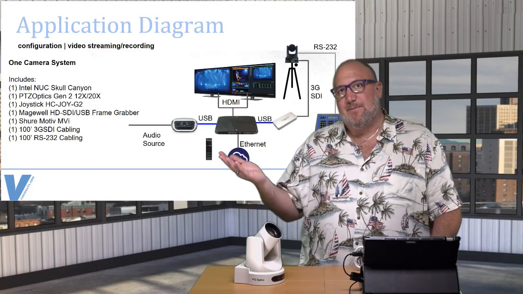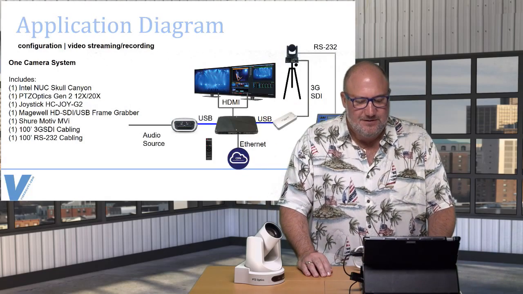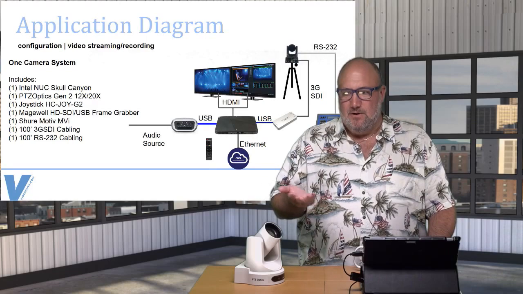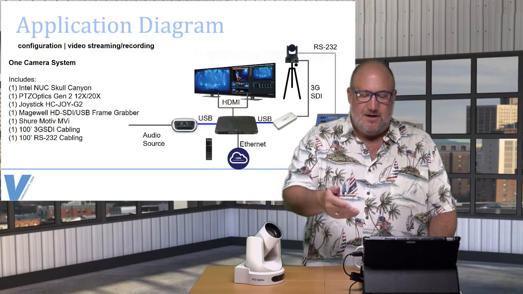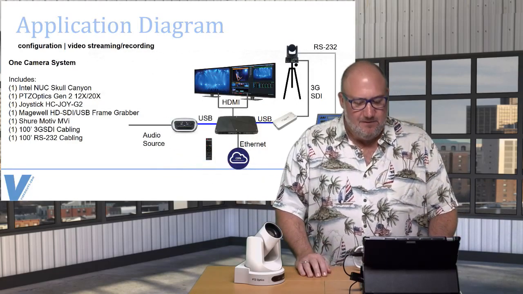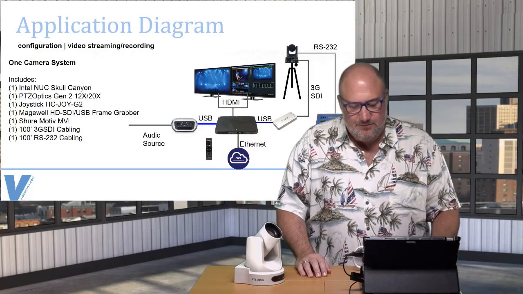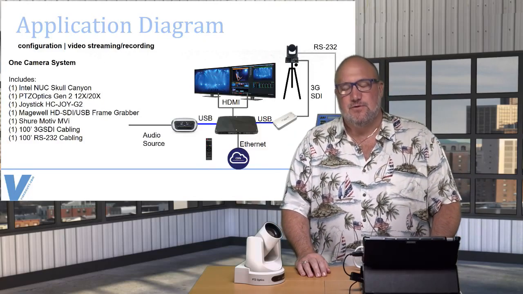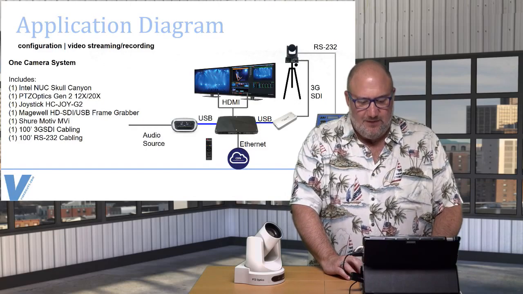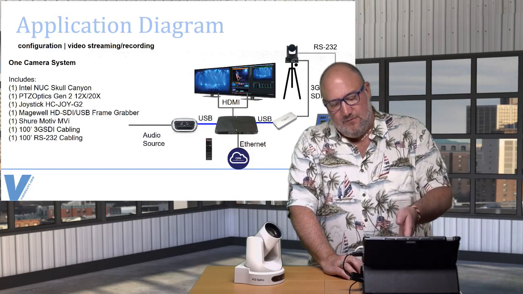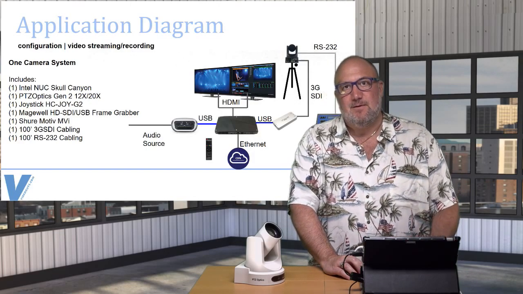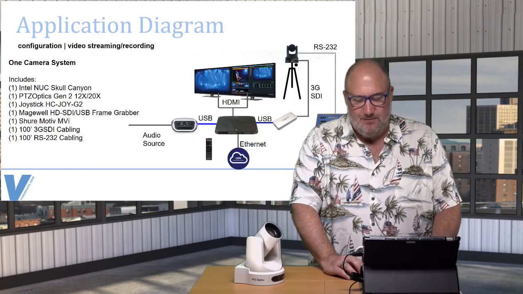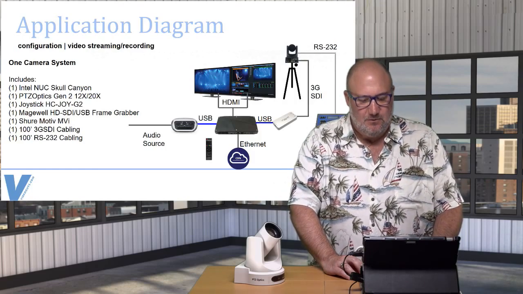All right, we've got some application diagrams for you so you can see this is a setup running vMix with one PTZ Optics camera. You see it's coming into the USB via the Magewell. We've got our audio coming in USB, and we've got the RS-232 controller with the joystick controller going in there. And then you feed through your network into the NUC to be able to get out to the internet and stream on Facebook, YouTube Live, or whatever CDN you want to go to.